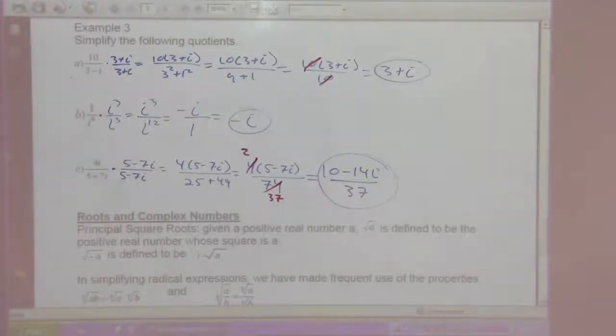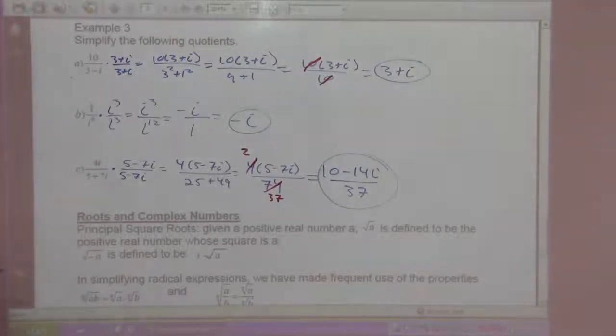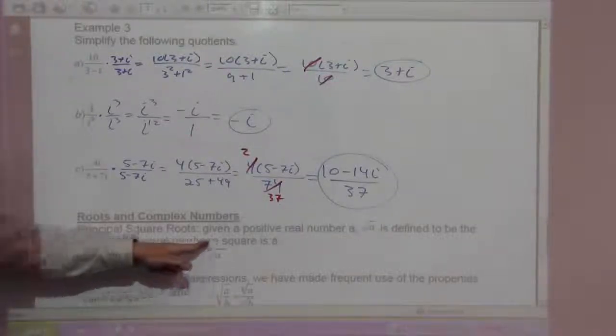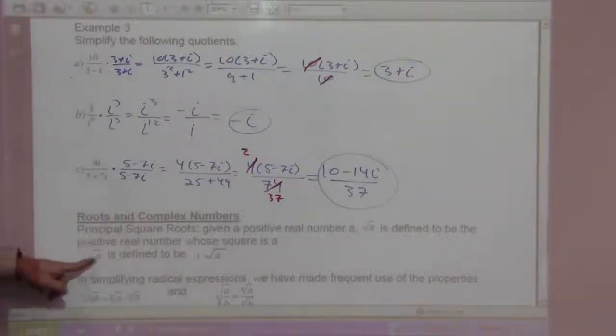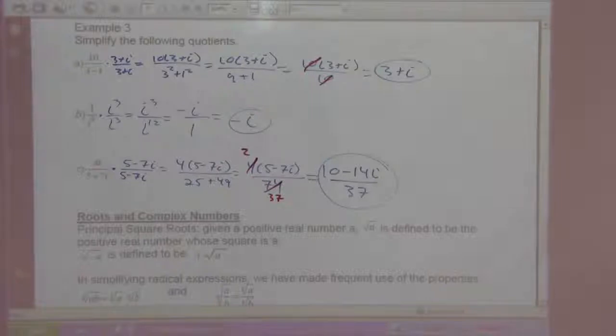Okay, the last part of this section, roots and complex numbers. Principal square root: given a positive real number a, the square root of a is defined to be the positive real number whose square is a. The square root of negative a is defined to be i times the square root of a. Okay, I need to move this up, so you have more time to write that down.